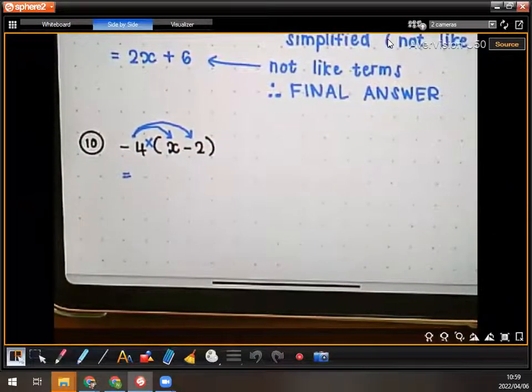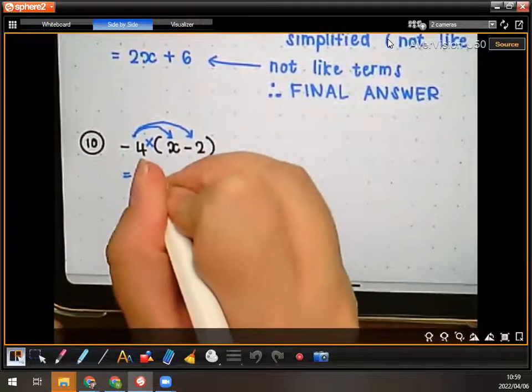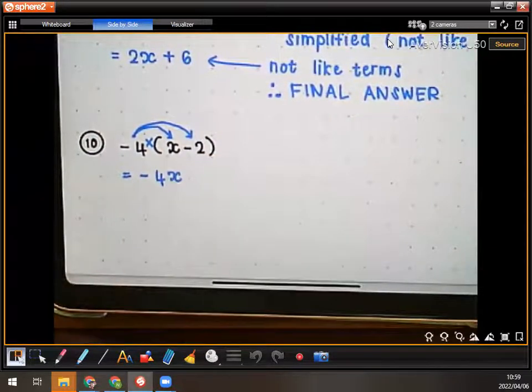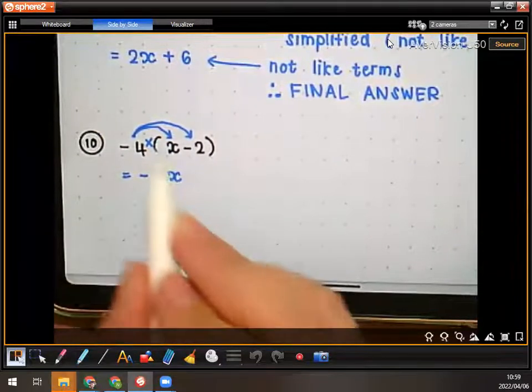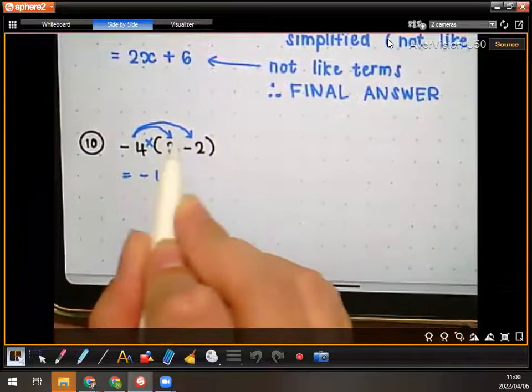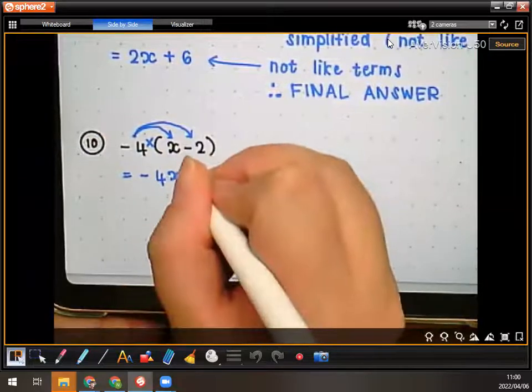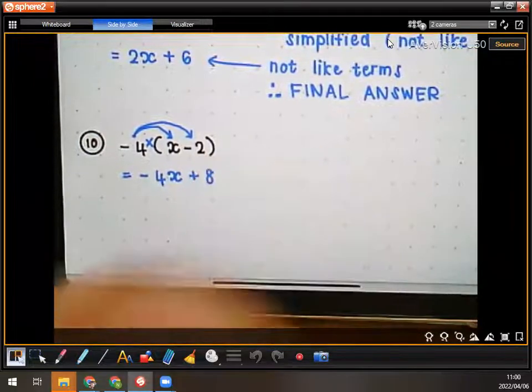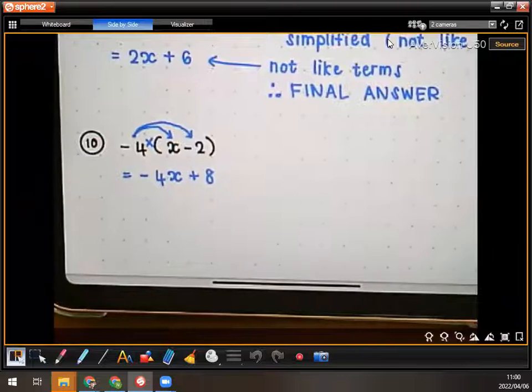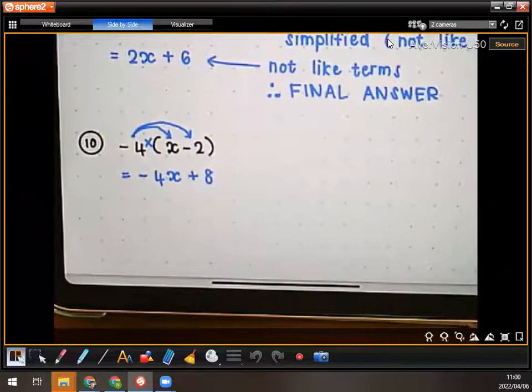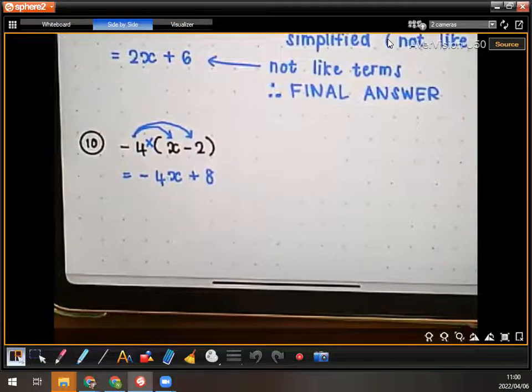A negative times a positive is that? Negative. And then 4 times x is just 4x. Okay, so negative 4x. That's what I get from that first product. Now we have negative 4 times negative 2. What's a negative times a negative? Positive. And 4 times 2 is 8. That's a negative 4x plus 8. Are those like terms? So one has an x, the other one doesn't, right? They're not like terms. So I can't add those together. That is my final answer.